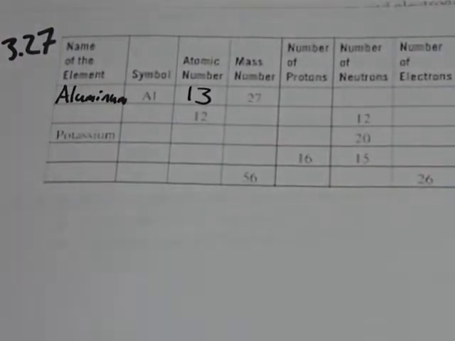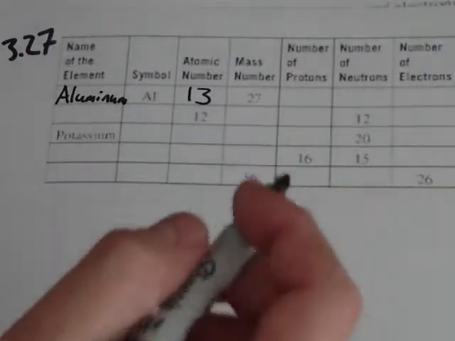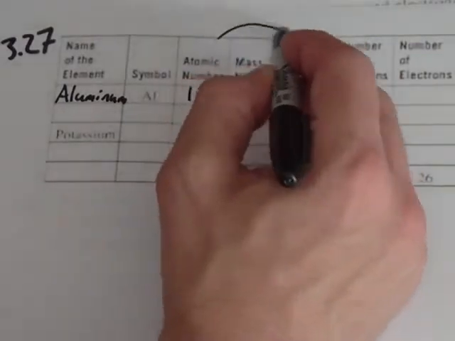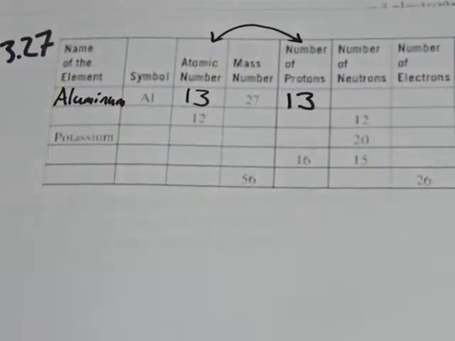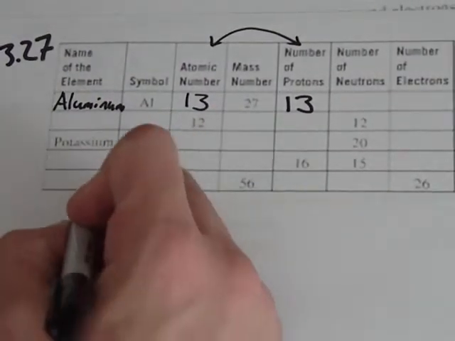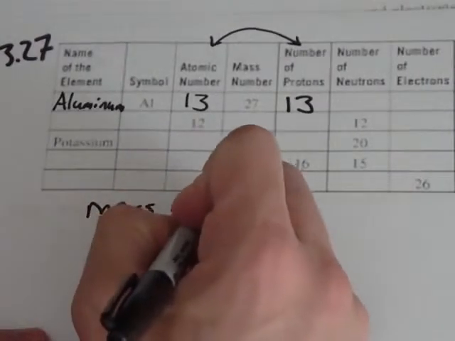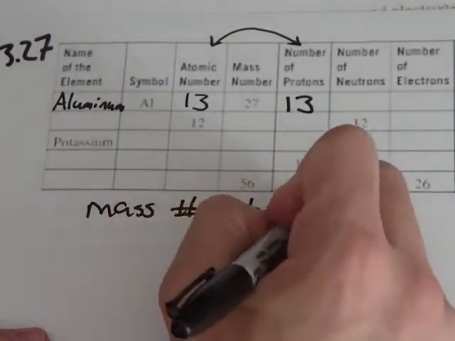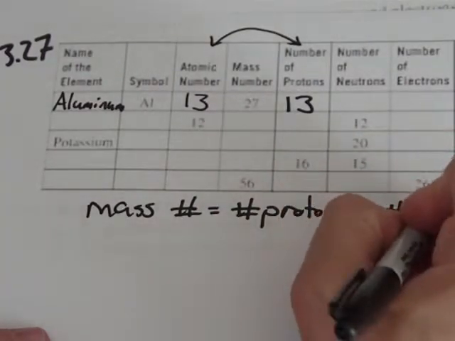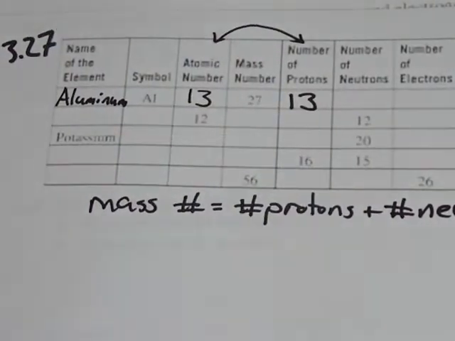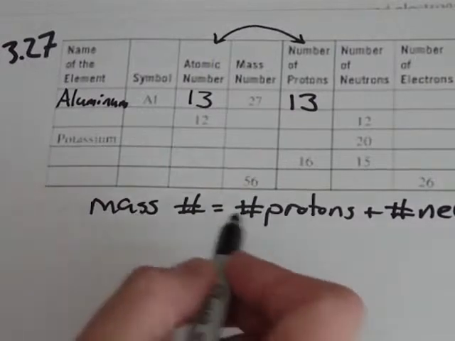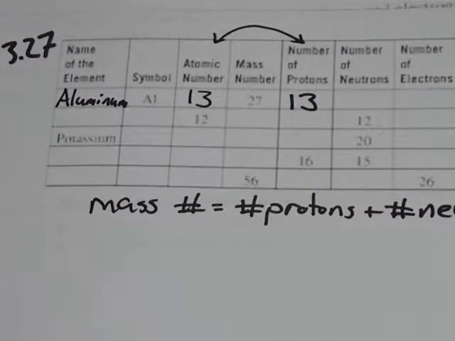And so number of protons is equal to the atomic number. So atomic number, same thing as the number of protons. So these two columns should be equal. So we have 13 protons. Number of neutrons. So if you remember, mass number is equal to number of protons plus number of neutrons. Okay, so if we're trying to solve for number of neutrons, we have our mass number, and we should be subtracting our number of protons to get neutrons.